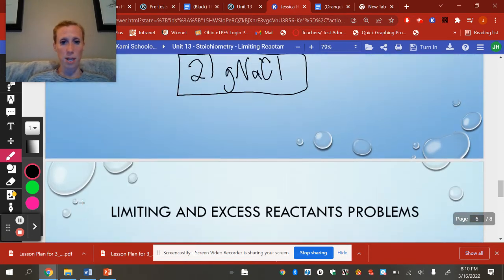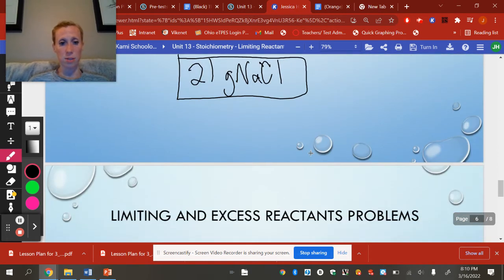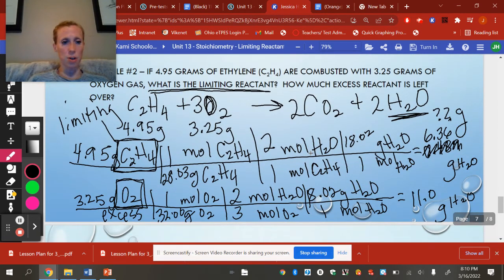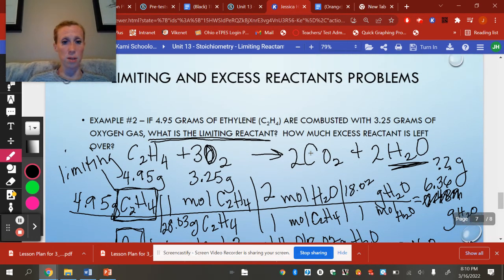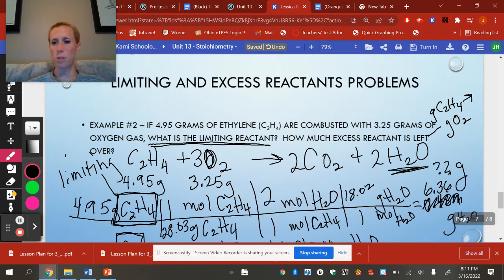So remember, back here, what did we say? When we are trying to figure out how much excess, we build a bridge starting with the limiting and going to the excess. So that's why I label both of those things. To answer this question, I'm going to start with ethylene, grams of C2H4, and I'm going to build it to the excess reactant, which is grams of O2. Always go back to that slide before. So I'm going to build a bridge going from grams of ethylene to grams of oxygen.